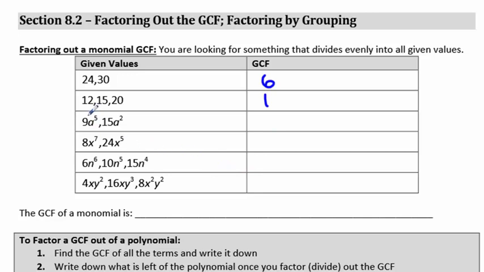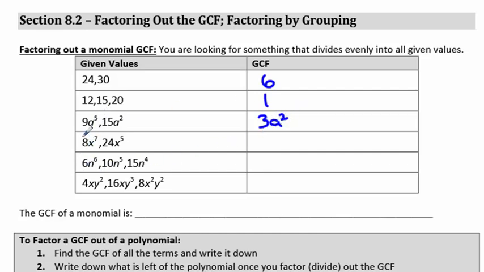Look at the next two, 9a to the 5th and 15a squared. Check out the numbers first. The greatest common factor of 9 and 15 is 3. And when it comes to the variable, the greatest common factor is going to be the variable with the smallest power. So the greatest common factor is going to be 3a squared. The reason this works is that 3a squared will go evenly into a squared and will go into a to the 5th. A to the 5th has extra a's, but it certainly has at least 2 of them.